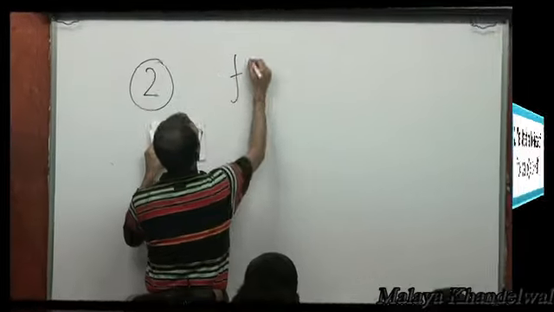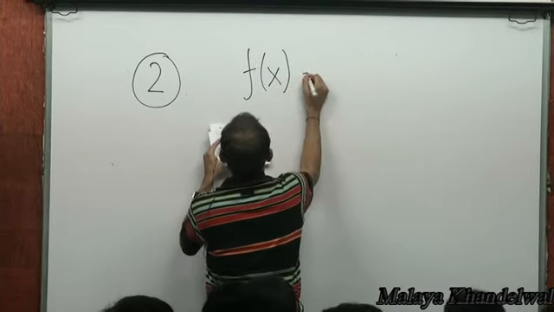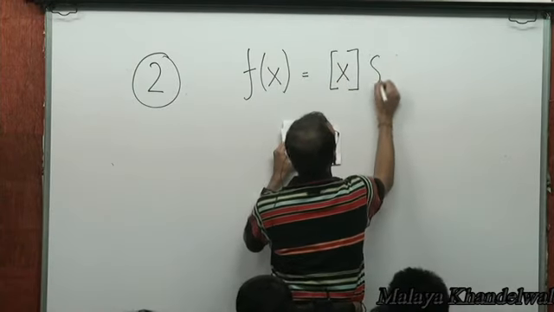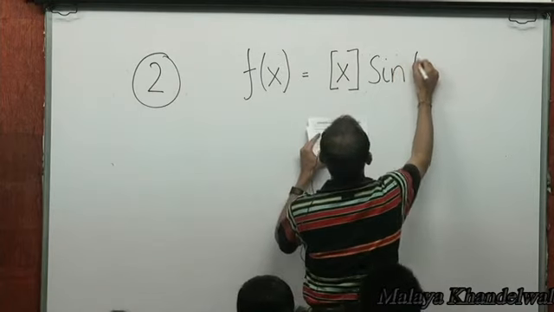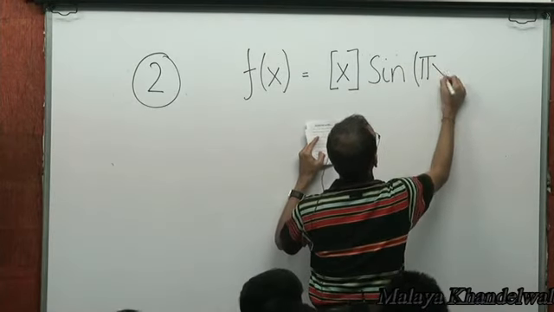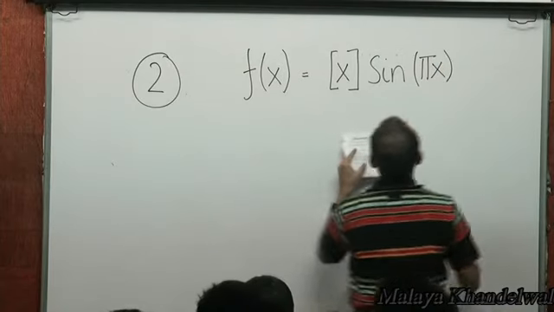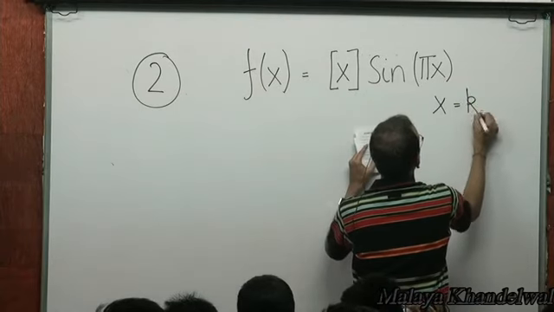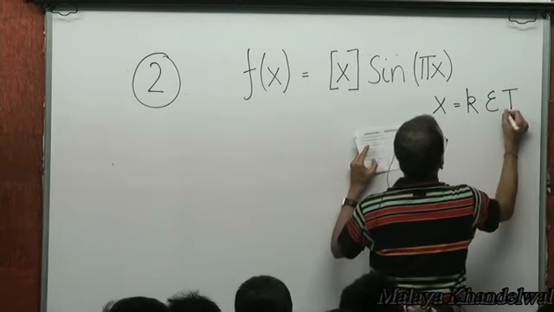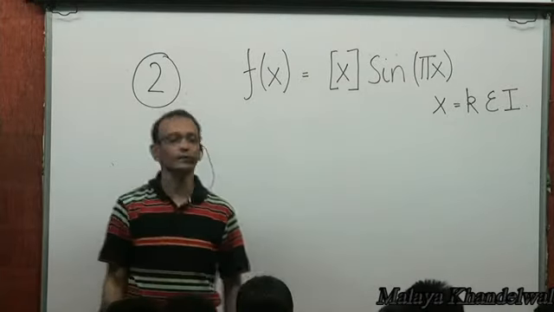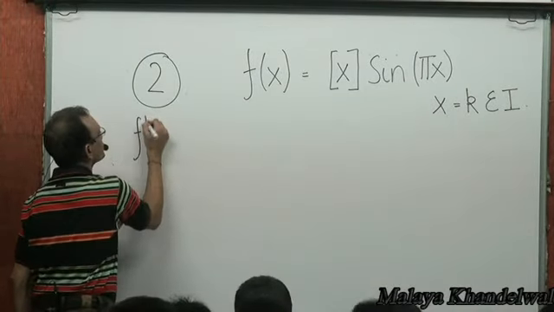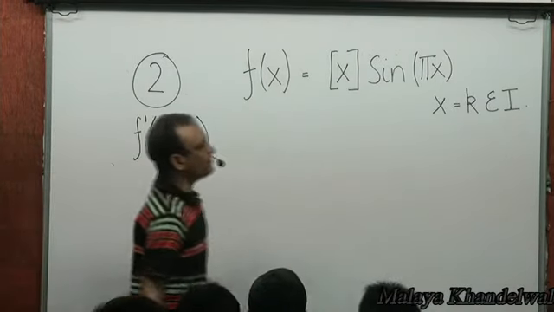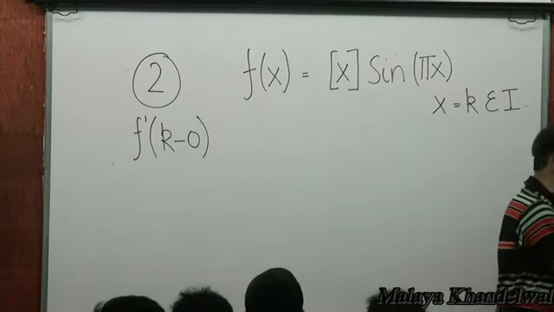There is a function f(x) which is box x, the greatest integer function. We want to find its left hand derivative at x equal to k, where k is an integer. We want to find the left hand derivative at x equal to k. That means we want to find f dashed k minus 0, right?